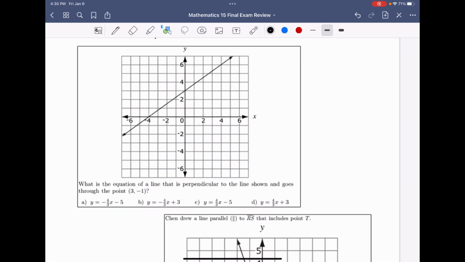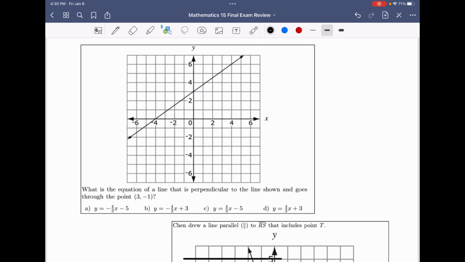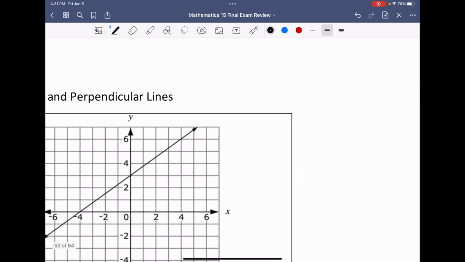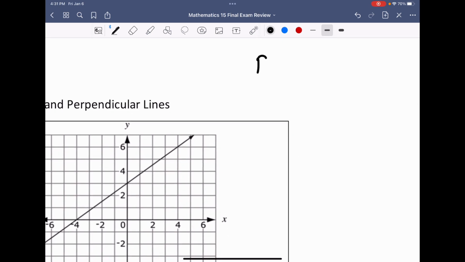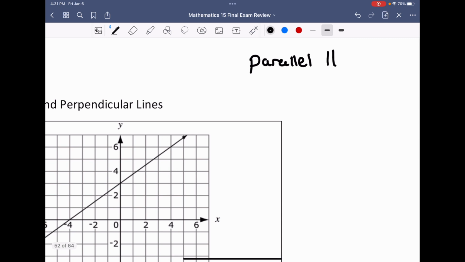All right, parallel and perpendicular lines. What is the equation of a line that is perpendicular to the line shown and goes through point (3, -1)? Now, here's what I want you to remember about perpendicular and parallel lines. So I'll write this right at the top here. Parallel, which is symbolized by two vertical lines like this, they have the same slope.